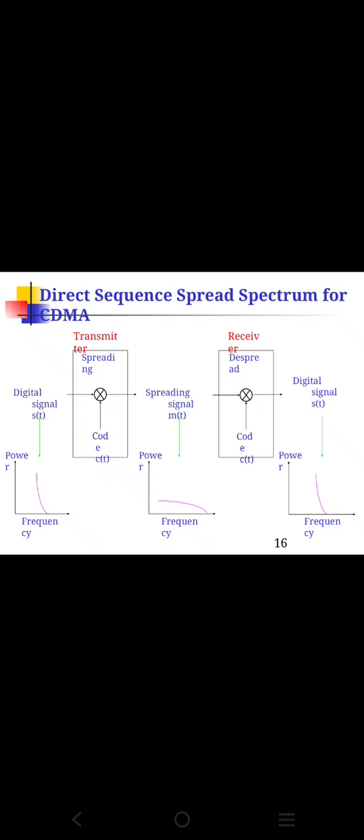This is the transmitter side and receiver side, showing how the power and frequency are differentiated at the transmitter and receiver. On the transmitter side, the spreading is done by multiplying the digital signal with the code, and on the receiver side the spread signal is given as the input to the receiver, where despreading with the code is done and the output is the digital signal. Next is the concept of frequency hopping spread spectrum also.